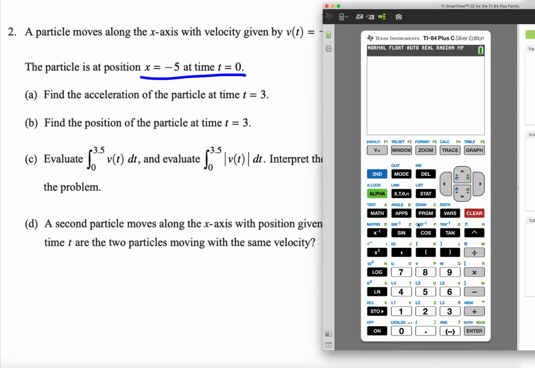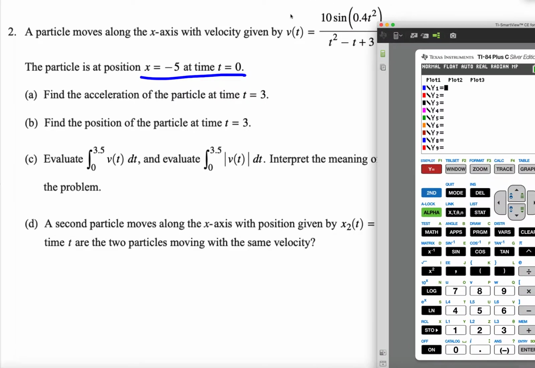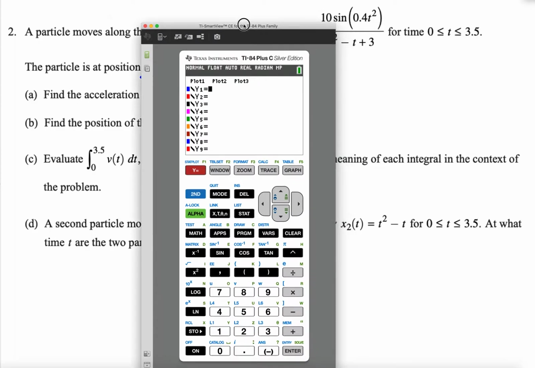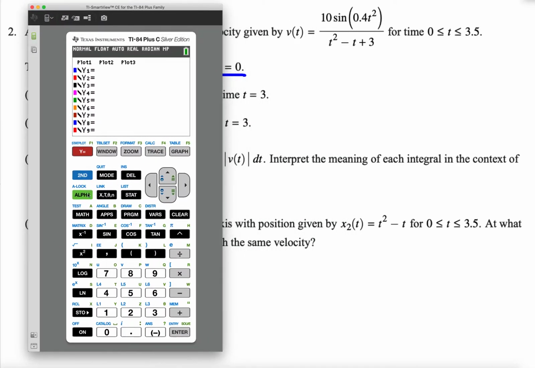Using the calculator, what I'm going to do is on the y sub 1, I'm going to put this function. Second alpha, okay, 10 sine of 0.4 x squared, and then x squared minus x plus 3. So that's the function that I have.